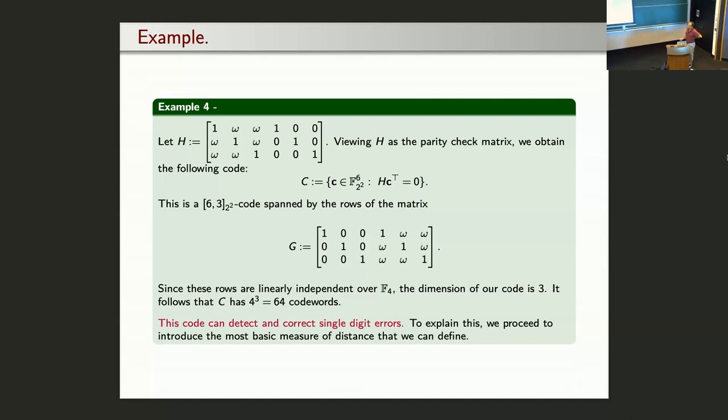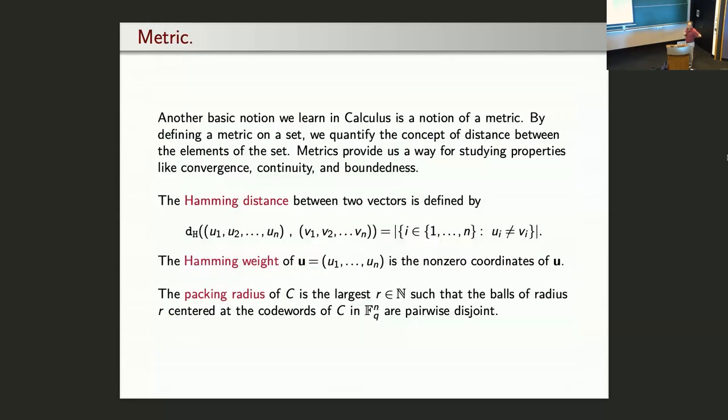Turns out that if you use this particular code, you can detect and correct single-digit errors in the sent message. I would like to explain how this is done. So I move on to the next notion. Here, metrics or distances will play an important role. What's a metric? A metric is a way of formalizing the notion of a distance. We can use metrics to study convergence, continuity, boundedness, and topology of our underlying space. The whole point of my talk is that this particular metric is not the most important one. There are many other metrics to study.